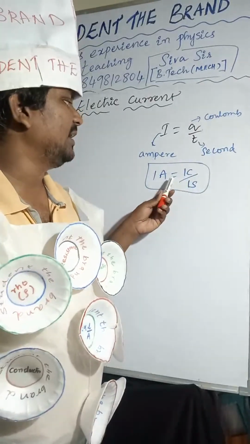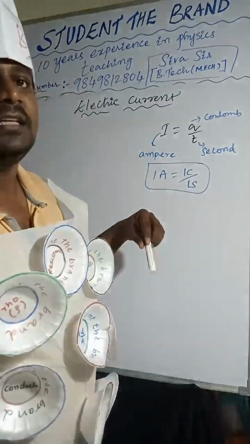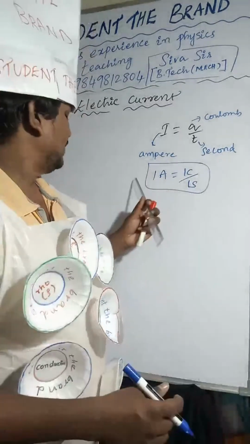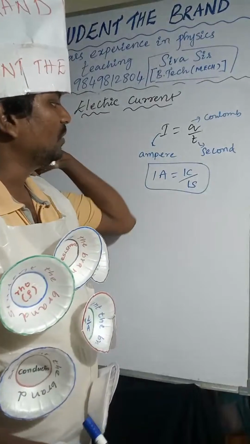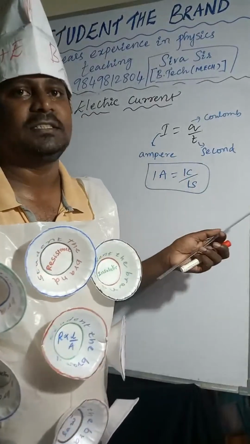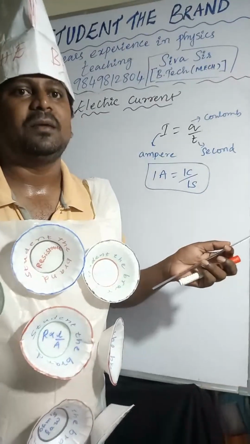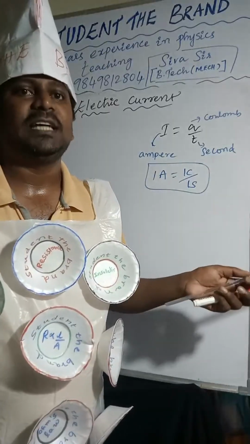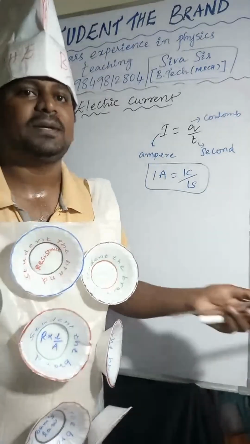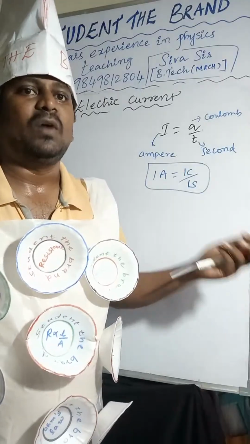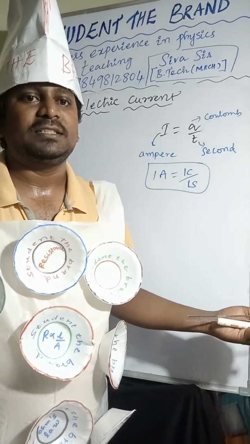So here you can see, 1 ampere is defined as 1 coulomb of charge flowing through a unit cross-section area per second.